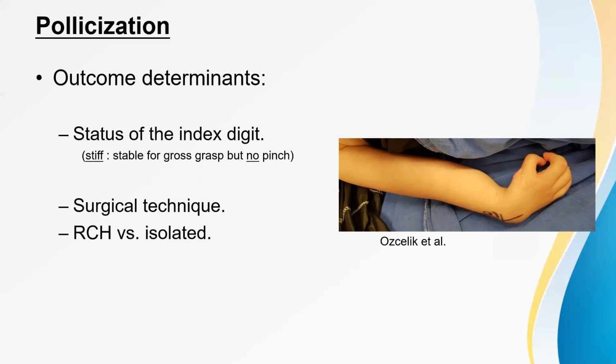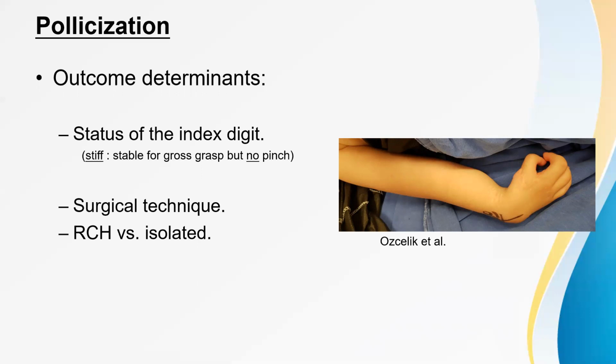The surgical technique has a very important role in the success of pollicization, where most of the complications of pollicization are usually related to the surgical technique, and in the most severe forms might even result in gangrene and loss of the thumb that has been pollicized. So attention should be paid to every minor detail during the pollicization surgery.